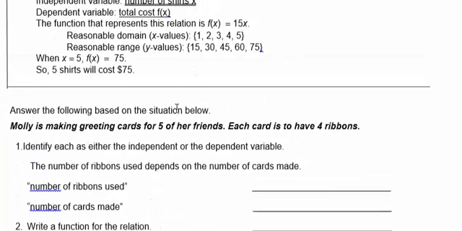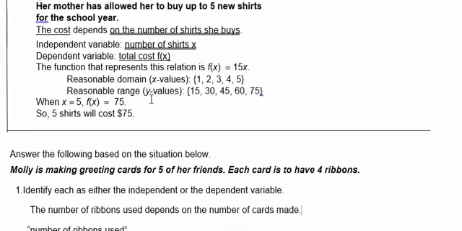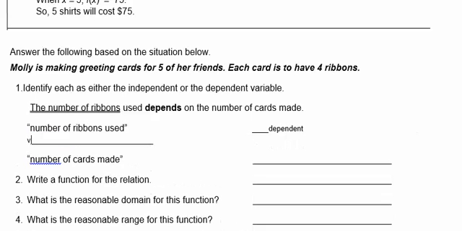So up here, we said that the first part before the word depends, the cost in this case, was the dependent variable. So let's go back down here. What do we have before? Here's the word depends right here. What is before that? Before that is the number of ribbons. And we're saying that whatever is before that, that is the dependent variable.